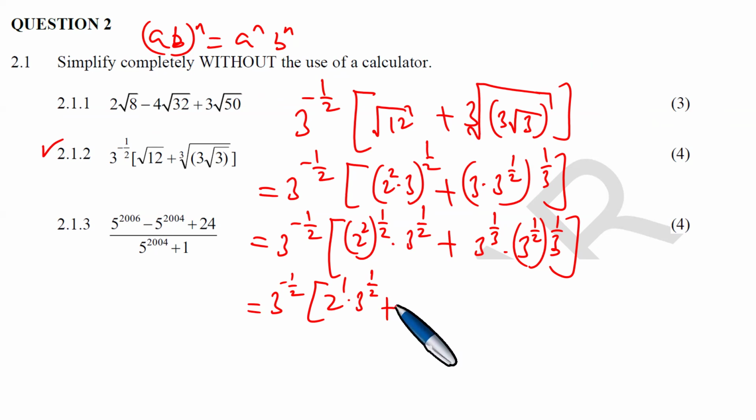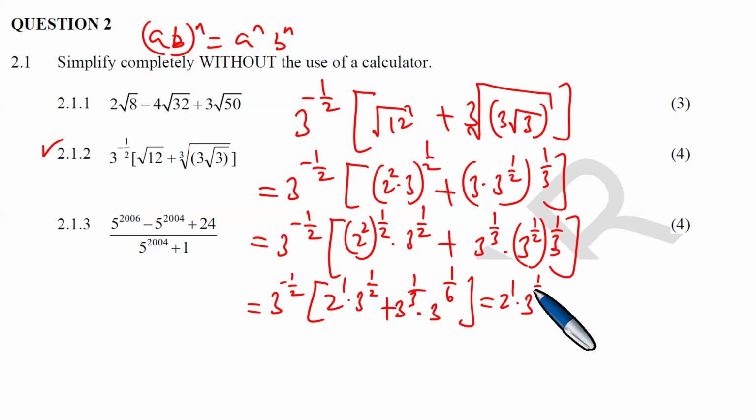Plus 3 to the power 1/3 times 3 to the power, this one here. What is this? This is 3 to the power 1/6, because 2 times 3 is 6. 1 by 1 is 1. At this point, you multiply straight away. And if you do that, you have 2 to the power 1, 3 to the power. So if you multiply here, you add the exponents. So it's going to be 1/2 minus that.